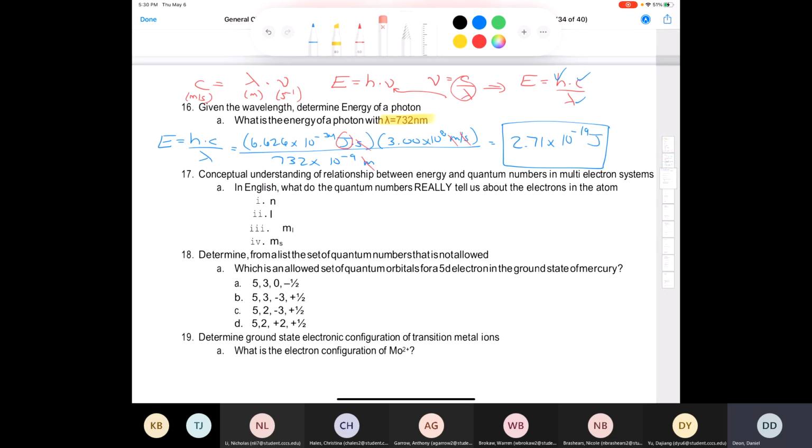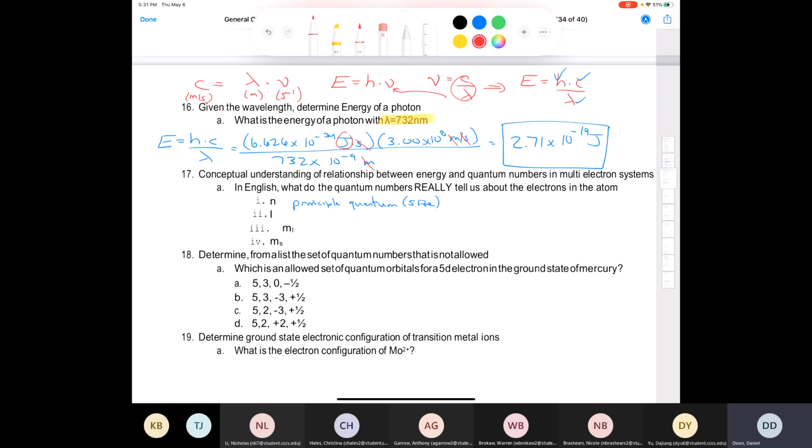Number 17, conceptual understanding of the relationship between energy and quantum numbers in multi-electron systems. In English, what do the quantum numbers really tell us about the atom? Well, let's just go over this quickly. So n is the principal quantum number. I'm pretty slow at writing here. I can promise you that quantum numbers are going to come up on the final exam. The principal quantum number is most closely related to the size. As n increases in a period, so does the size of the atoms as the shells get bigger.